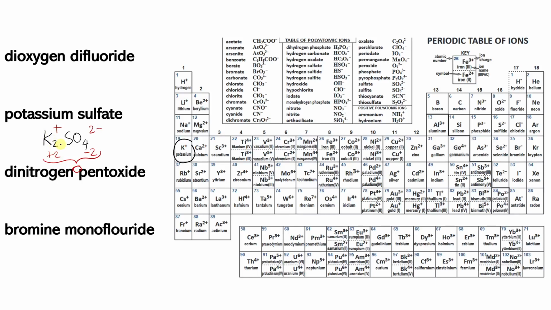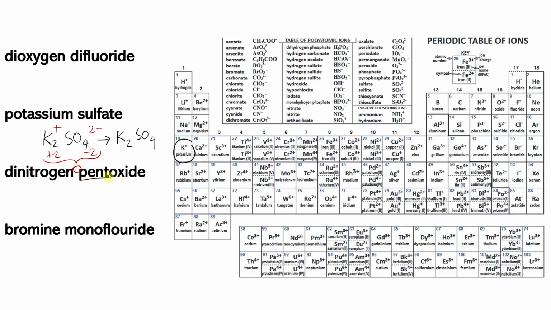So if I have dalawang potassium ion, each of them has a charge of positive 1. Overall, I'll have a charge of positive 2. So this is the chemical formula for potassium sulfate. Again, we have K2, then we have SO4. Again, this number is not visible, or it's not obvious from the chemical name because again we don't use the prefixes for naming ionic compounds. Next we have dinitrogen pentoxide.